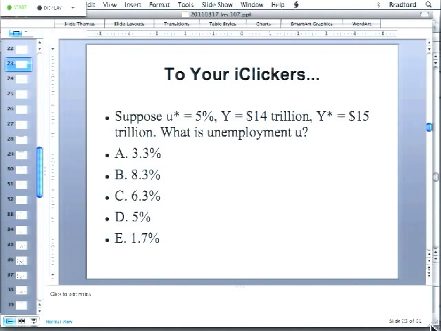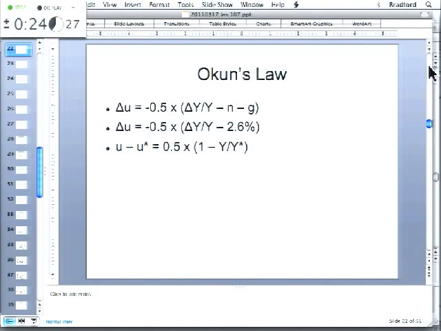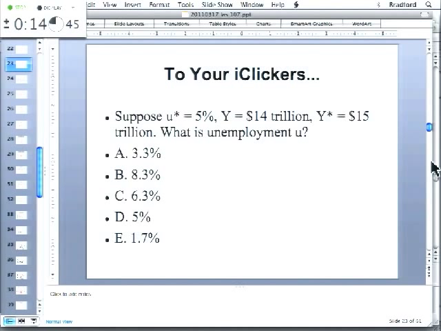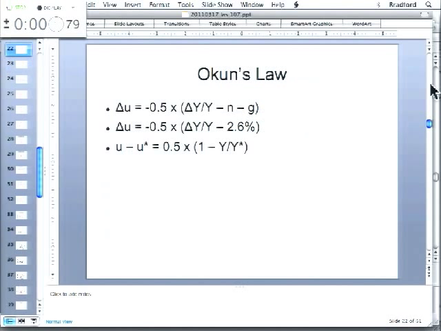Bingo. 0.5 times 1 minus 14 over 15. 1/15th, 1/10th is 0.1. 1/15th is 0.0667. 14/15ths is thus 0.9333. 1 minus 0.9333, that's 0.0667. Multiply that by 1/2, and you get 0.0333. Add 0.0333 to the natural rate of 5, and you should have gotten B.